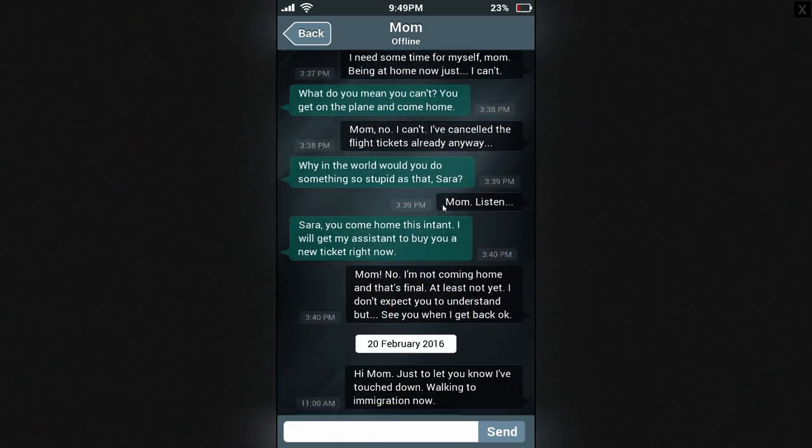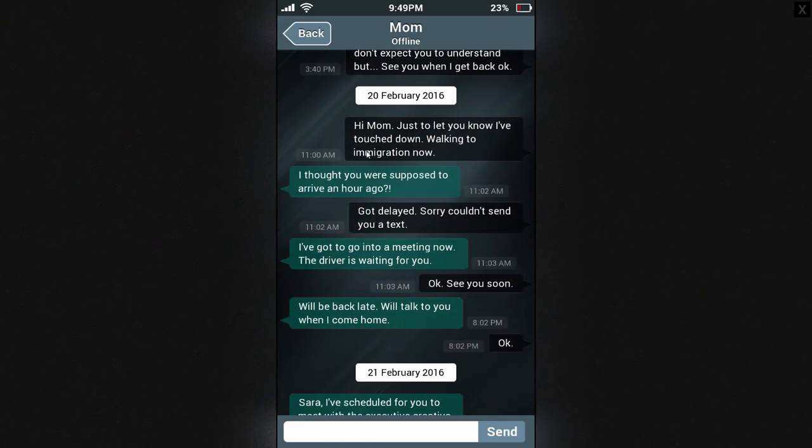So it looks like her mom's pretty well off. And you know, I get that, wanting to stay a little bit longer just to kind of figure things out, do some soul searching. I respect it. All right, 20th of February.